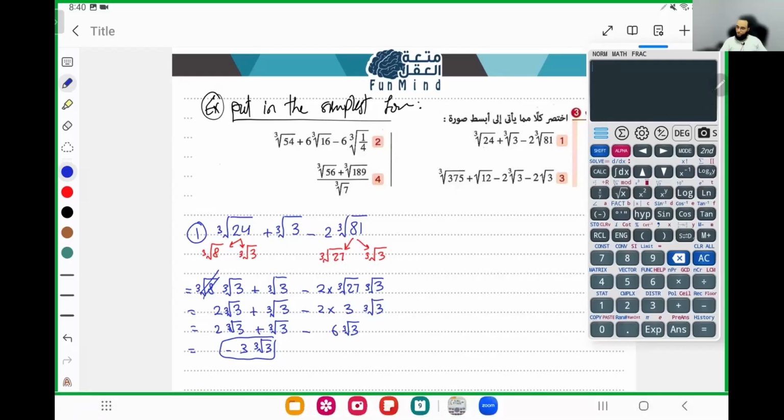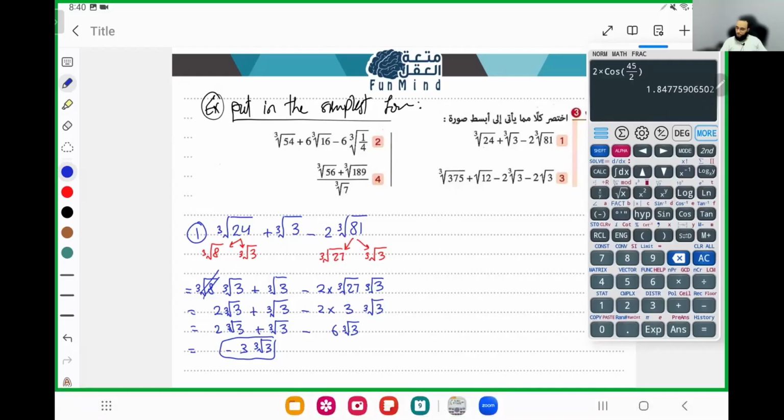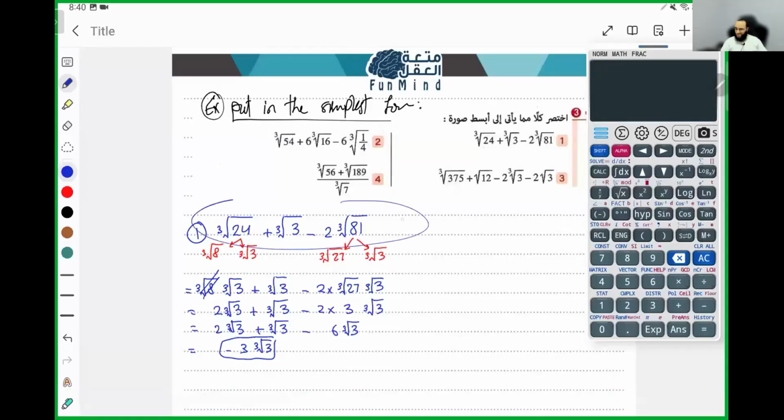Good. Actually, the calculator, I think, doesn't do it like that. If you write it in the calculator, I think it gives you a decimal, not this value. Correct? Write it in the calculator. Tell me what happened.